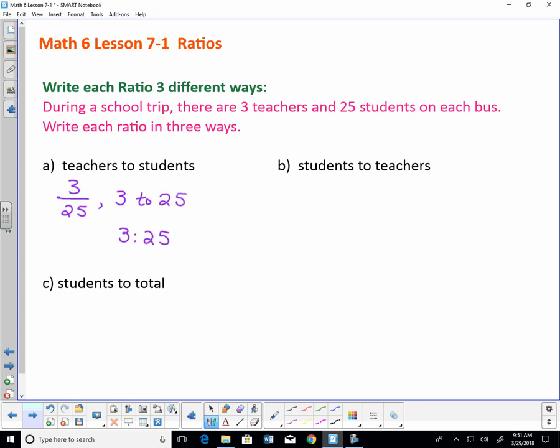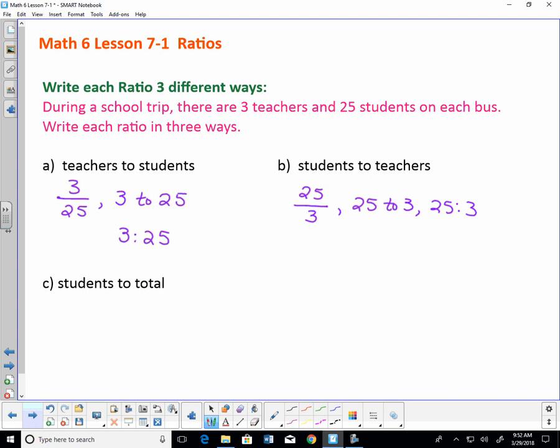Now we can write the ratio of students to teachers. There are 25 students and 3 teachers, which means 25 to 3. Written as a fraction, written with the word "to", and written with a colon. And remember, we leave it as an improper fraction if we write it in fractional form.